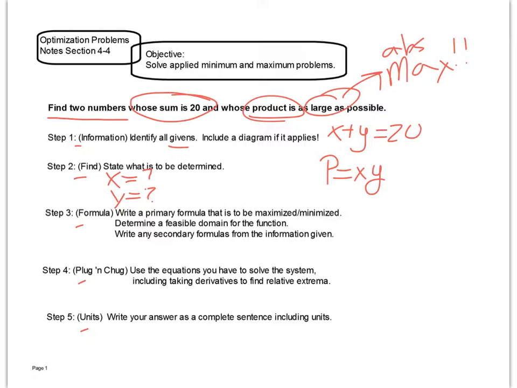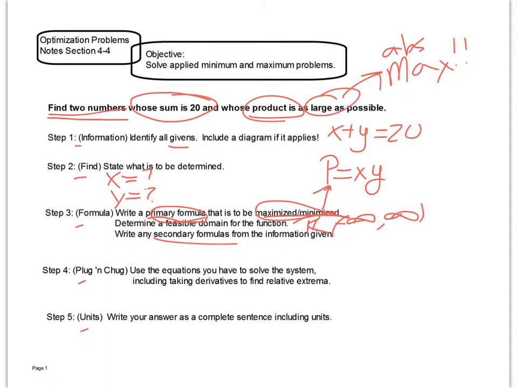All right, so second thing she has us do, write a primary formula. Well, we've already done that. Look, that's our primary formula. That's what we want to maximize. We already did that. Woo-woo. All right, now, determine a feasible domain. It says find two numbers. It doesn't say they have to be positive. It doesn't say they have to be whole numbers. It doesn't say they have to be integers. So all real numbers. This is going to go from negative infinity to infinity. Those are our endpoints, for lack of a better term.